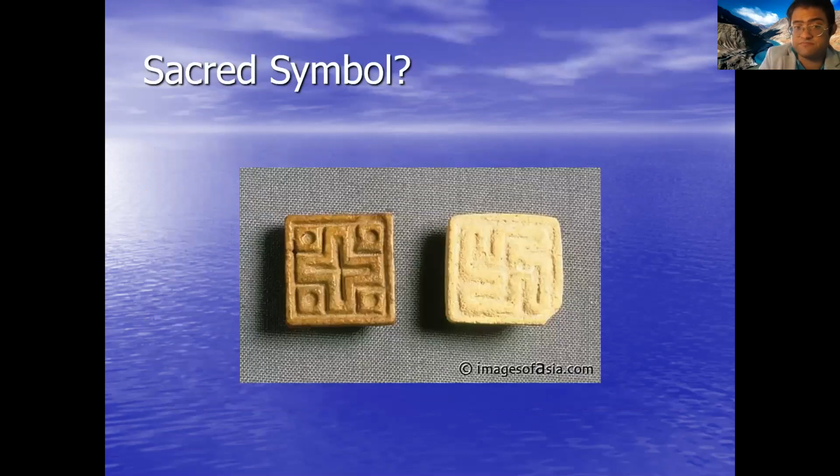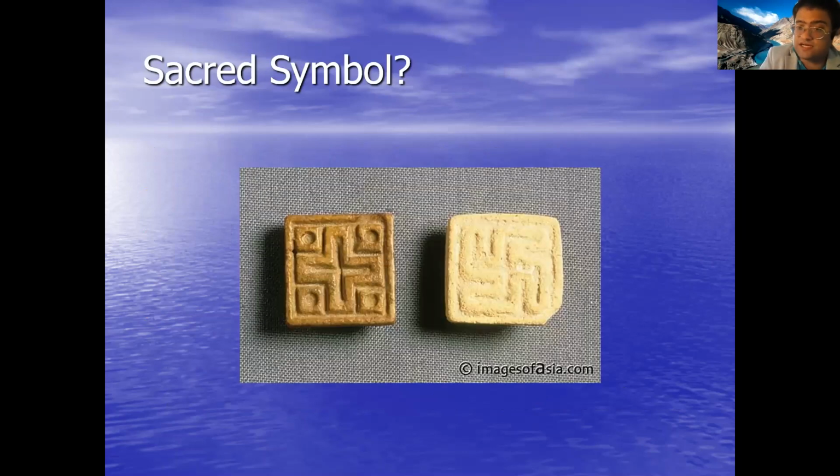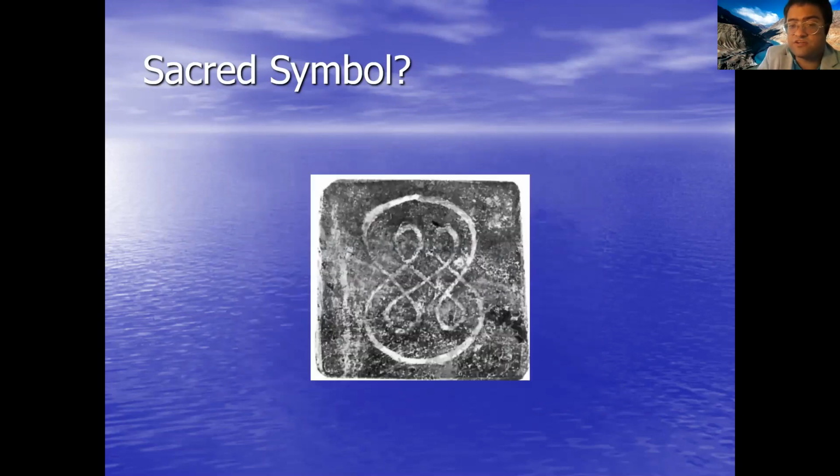So we have sacred symbols. This is the swastika, later appropriated during World War II by the Nazis with very different intentions in mind, but we see early images of this symbol, probably used to ward off evil, used for good luck. We see what some people now call an eternal knot.